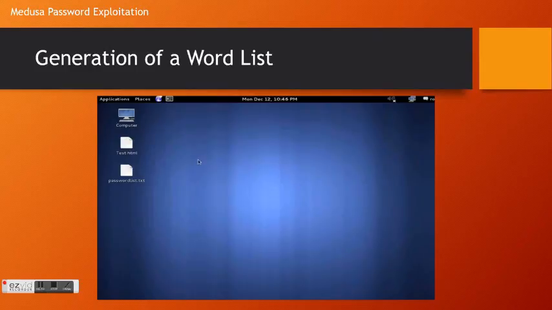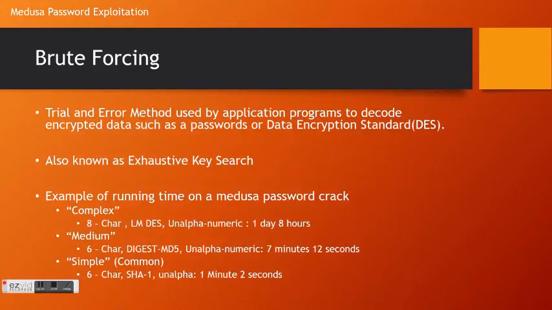And then there is the word list, and there it is on my desktop. Next, I'm going to tell you about brute forcing. So what is brute forcing? Brute forcing is a trial and error method used by application programs to decode encrypted data such as passwords or data encryption standards. So this would be a lot like hunting and pecking until you find the needle in the haystack.